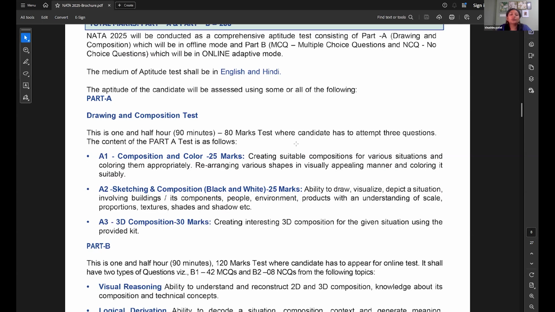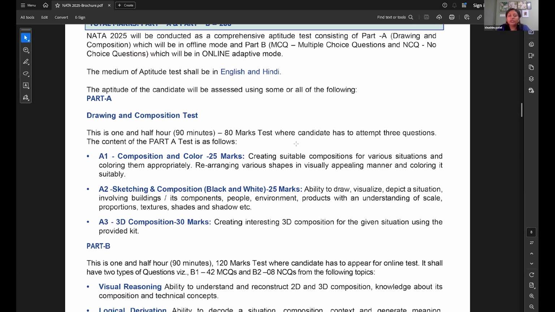The third question is about 3D composition. Here, by 3D composition, what we mean is actually making a three-dimensional composition using the given kit. In this kit, they generally provide a base and geometrical forms, and ask you to arrange them in an interesting manner that can make a stable composition, could be symmetrical, asymmetrical, balanced. They can provide you a keyword around which you use your creativity and make its complete representation.